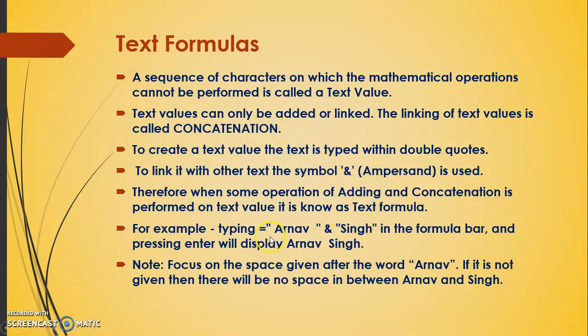For example, if I am typing Arnav and Singh and I want to join them, I am using this ampersand sign. One point is to be noted here, I am giving the space here with Arnav, so when I press the enter key, I will get the space between Arnav and Singh, otherwise it will print directly Arnav Singh. So this is the main part to be understood, that if you want to give any space, then you need to put it within the double quotes. Okay, if you do not put a space over here and simply if I write Arnav, no space and then Singh, and in the middle this ampersand sign, it will give me Arnav Singh without any space.